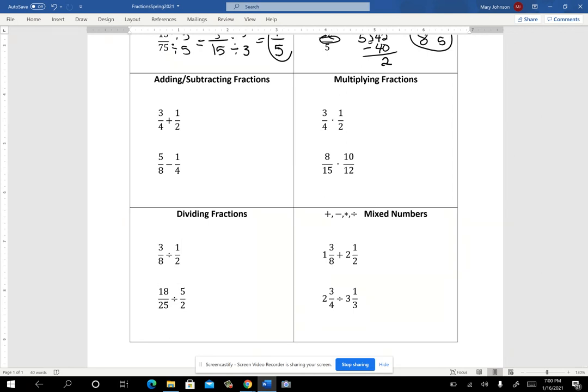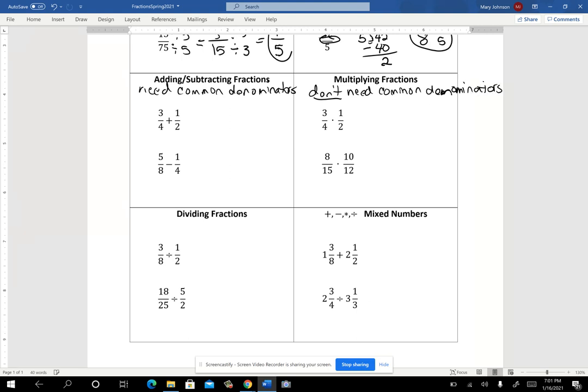If we're trying to add and subtract fractions, that's the one that requires the common denominator. So let me make a little note there. You need common denominators. And with multiplying fractions, you don't need common denominators. That's the mistake people make, is they mix up these two.